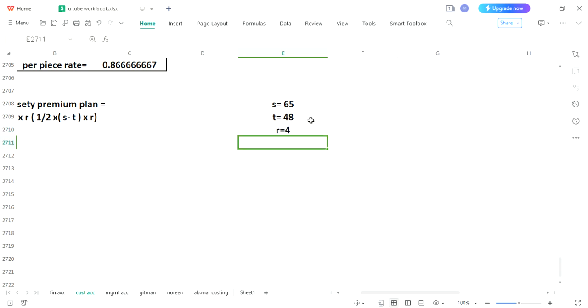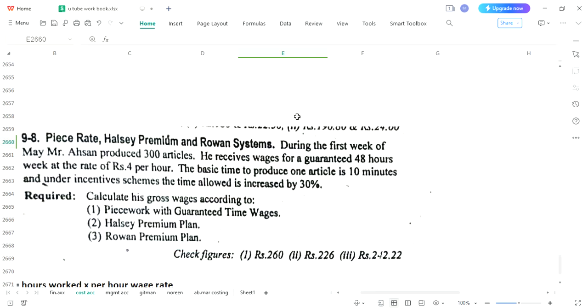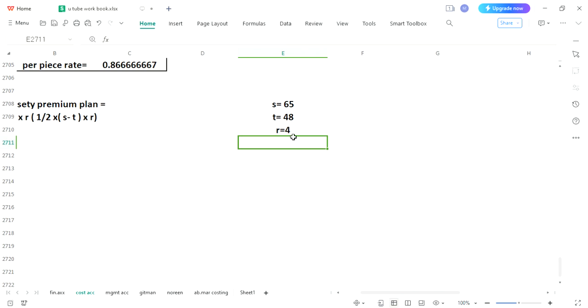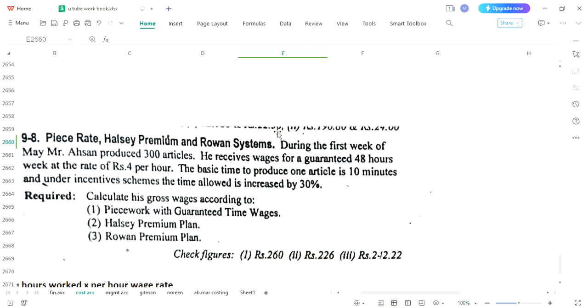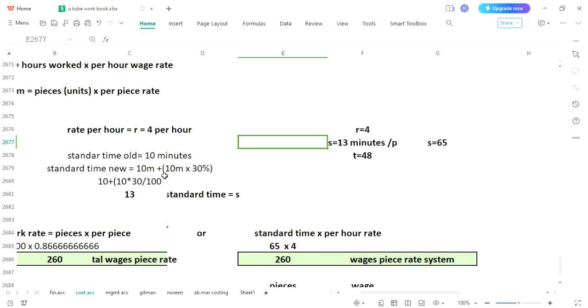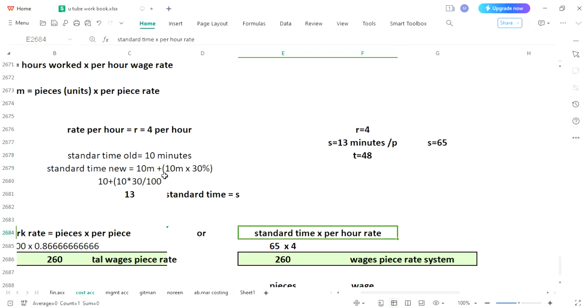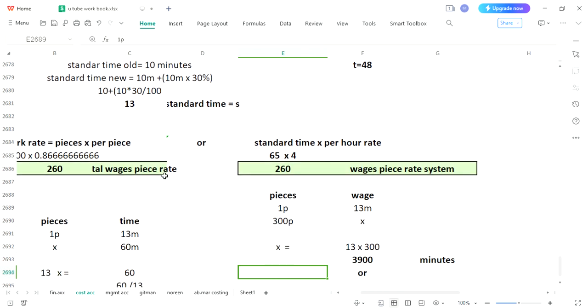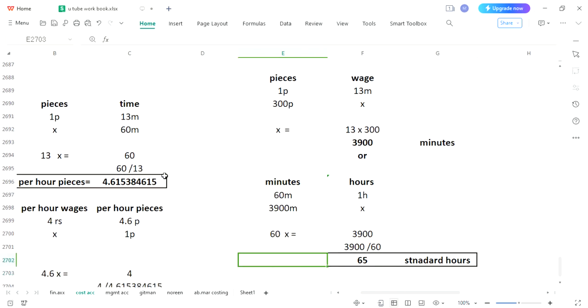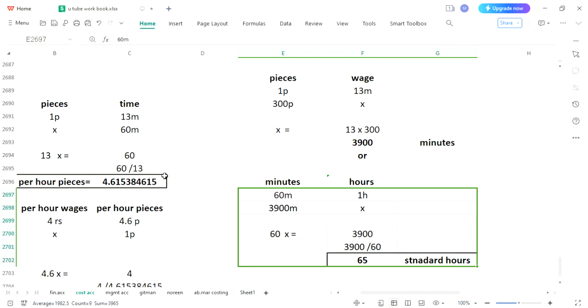This time taken is 48 hours and it was given in the question. Look at here, guaranteed 48 hours time. Per hour rate 4 was also mentioned in the question, rate 4 per hour. The only thing which we have written is 65 standard time, and this was calculated over here. Please focus and you will come to know how we have calculated its standard time or hours. You may revise or rewind this lecture to see, but it is very simple.